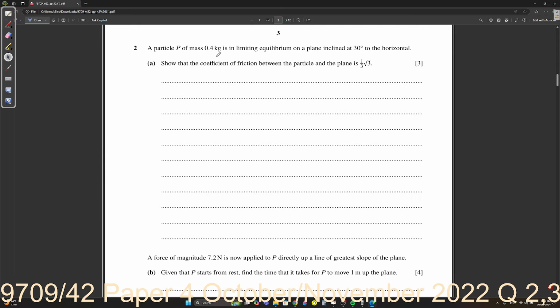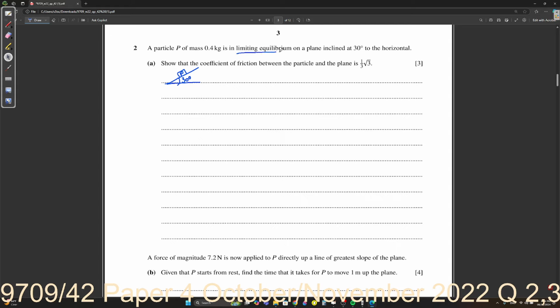Okay, a particle P of mass 0.4 kg is in limiting equilibrium on a plane inclined at 30 degrees to the horizontal. Show that the coefficient of friction between the particle and the plane is 1/3. So to make our life easier, we're going to draw the plane over here, just draw it like this, 30 degrees, and we're going to say this is P over here, so we can understand what's going on.